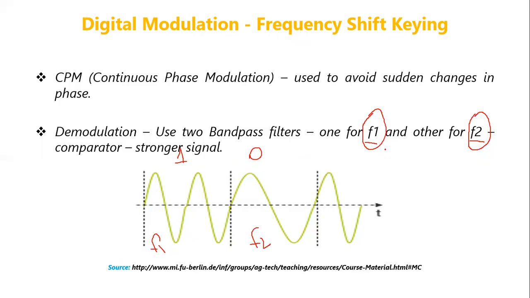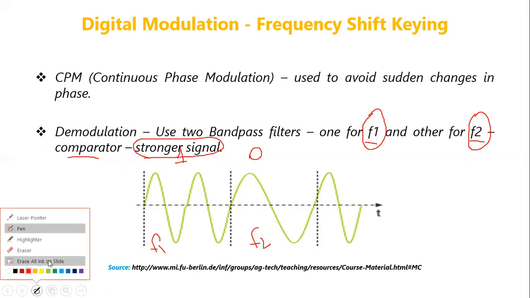Okay, and then you can use a comparator. There is an electronic logic called a comparator, and a comparator can be used to identify the strength of these two signals, the strength of the two signals received by both the band pass filters. Whichever is the stronger signal will be 1, and whichever is the weaker signal will be 0. So this is how the signal will be demodulated at the receiver end. So this is basically how frequency shift keying works. It uses one frequency to represent 1 and another frequency to represent 0.